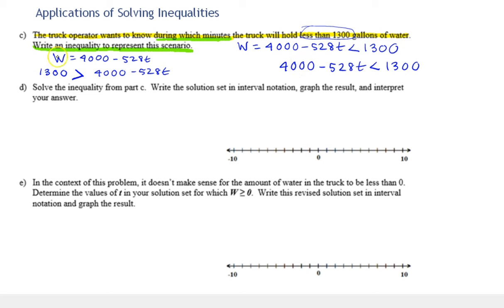So what I recommend is you really focus in on the structure, rather than using this replacement idea, which you can use, you just need to be careful. Okay, look at what it says. Wants to know during which minutes the truck will hold. So it's talking about the minutes, so you want to use the expression involving T, and then you can use the directly less than 1,300 because it develops that way in the sentence. Okay. In the next video, we're going to do parts D and E.